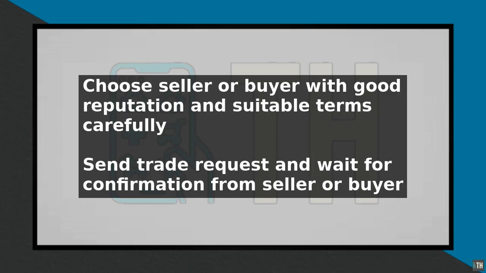When selling, you will see a list of available buyers, their prices, and the limits. Choose a buyer with a good reputation and suitable terms. Send a trade request to the buyer and wait for their confirmation and payment via Zelle. Once you receive the payment, release the cryptocurrency to the buyer.